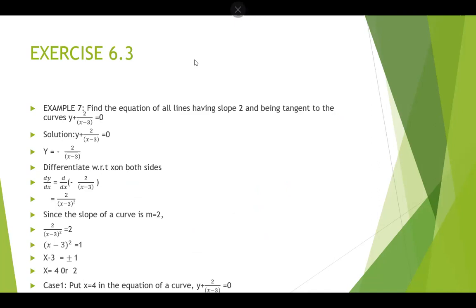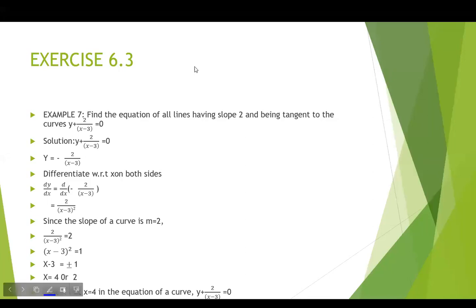With this, I end this video. In the next video, we shall see how to write the equation of a tangent and equation of a normal given its slope and the point of contact.